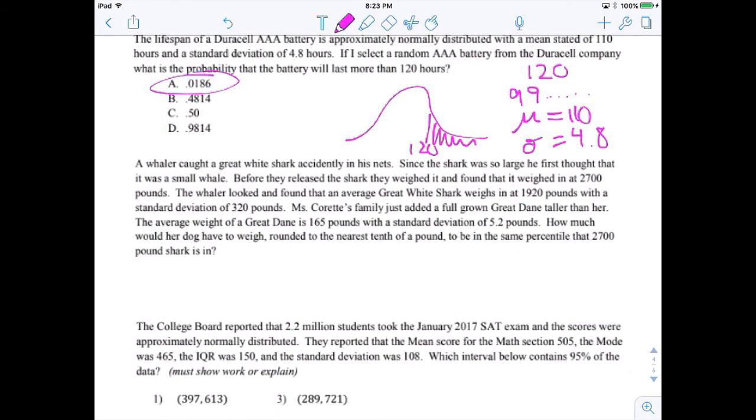A whaler caught a great white shark accidentally in his nets. The shark was so large, he first thought that it was a small whale. Before he realized it was a shark, they weighed it and found that its weight was 2,700 pounds. The whaler looked and found that an average great white weighs 1920 pounds with a standard deviation of 320 pounds. Ms. Karat's family just added a full-grown Great Dane, taller than her. The average weight of a Great Dane is 165 with a standard deviation of 5.2. How much would her dog have to weigh, rounded to the nearest tenth, to be in the same percentile as the 2,700-pound shark? So let's figure out the percentile the shark's in.